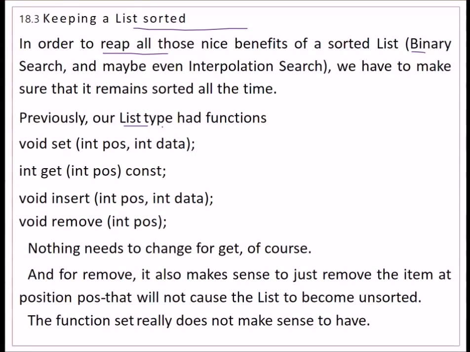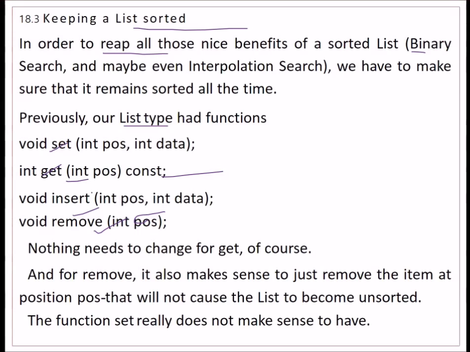Earlier, our list type had functions: set, get, insert and remove. Nothing needs to change for get, of course, in this particular case. For remove, it also makes sense to just remove the item at the given position POS. That will not cause the list to become unsorted.